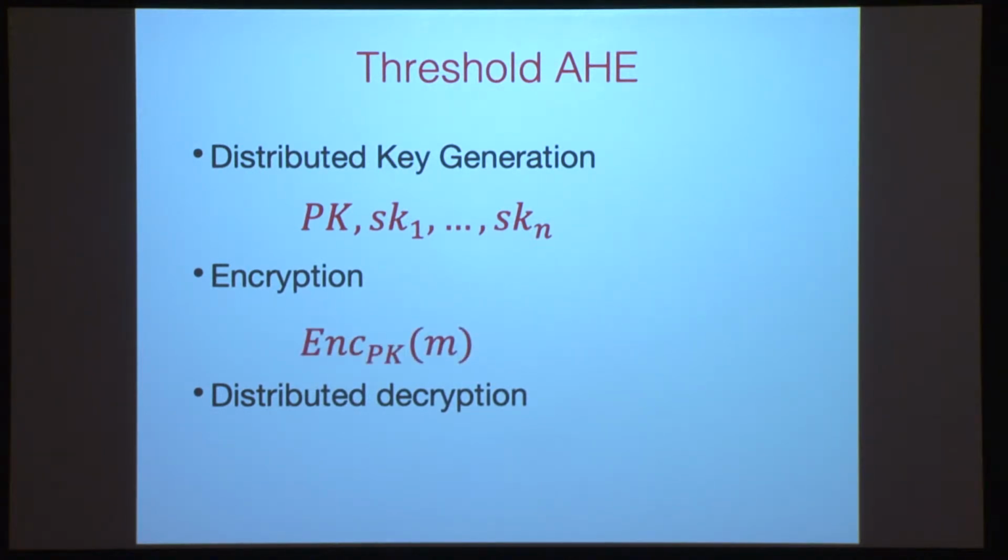And encryption is just a normal procedure. You just encrypt using the public key. Decryption, again, is distributed. Each of them gets a component, you add it up, and again, I'm hiding a lot of things under the rug, but in essence, this is what is happening in a threshold additively homomorphic encryption.